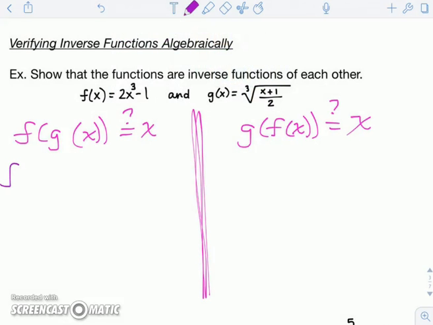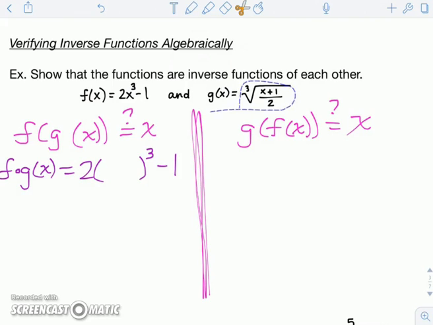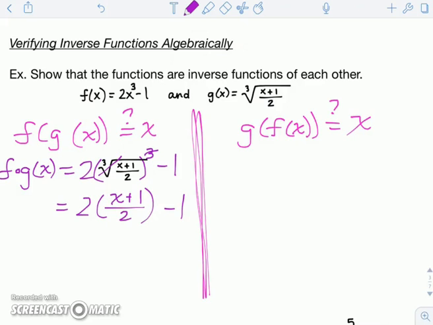So I take the original function, f. I'm going to write it like this for the sake of space. And instead of the x, because it's something to the third power, minus 1, I'm going to write in this whole function. So I'm going to copy it, put it right there. And what I notice happens is the cube power and the cube root cancel each other out. And I have 2 times x plus 1 all over 2, minus 1. Next thing I notice, the 2 multiplying and the 2 dividing cancel out. I have x plus 1 minus 1. And then my 1's cancel, I'm just left with x. So f composed with g is in fact equal to x.